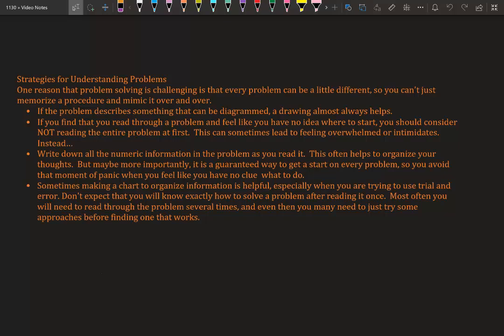Don't expect that you will know exactly how to solve a problem after reading it once. Most often, you will need to read through the problem several times, and even then, you may need to just try some approach before finding one that works. So just try. Trying is the majority of the battle in all classes, especially math. Just try with stuff that you can pull out, numbers you can pull out.